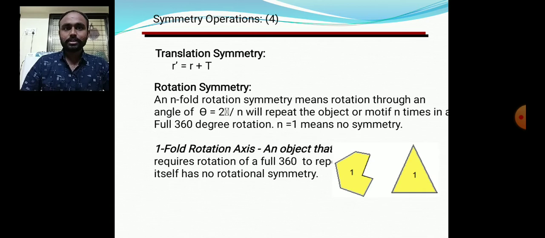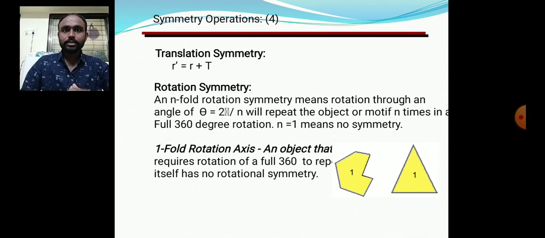That is called translation symmetry. Now comes rotation symmetry. This symmetry has a few subheadings. Rotation symmetry basically means that if I have a crystal and I want to rotate it, at what point does that crystal look exactly the same after rotation?